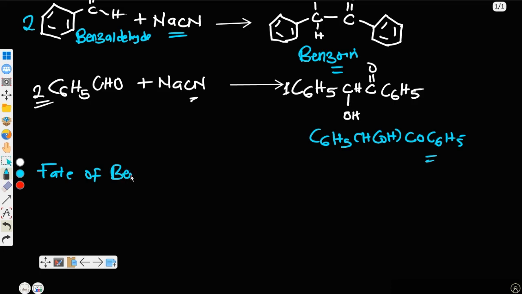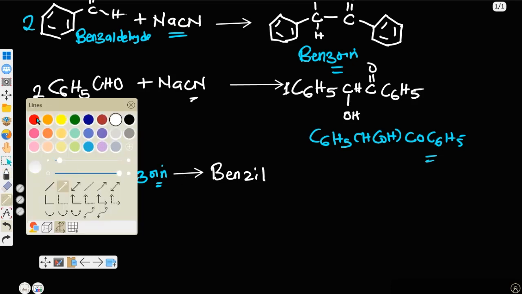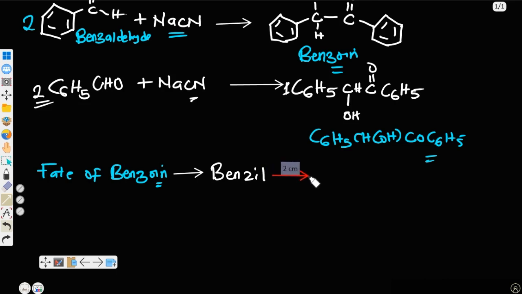Fate of benzoin. Now, in the manual, it was stated that benzoin is an important intermediate for the synthesis of benzyl. By what method? Oxidation method, which we are going to come to. Then you were also told that 2 things can happen to this benzyl, right? One, it can be rearranged. So when rearrangement takes place, it will give benzilic acid.